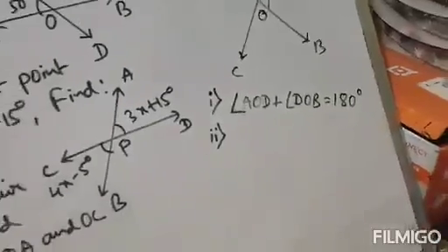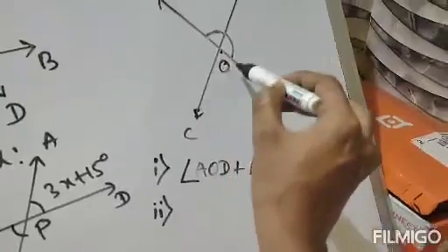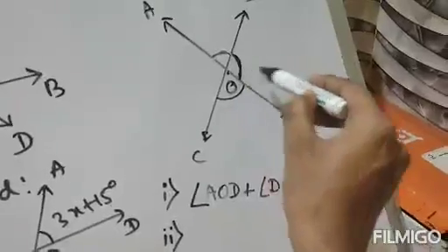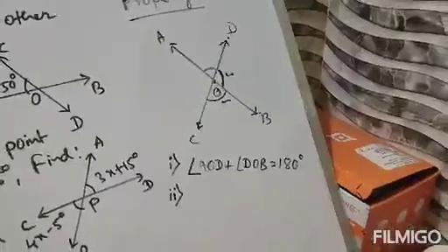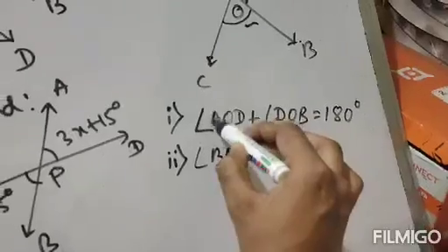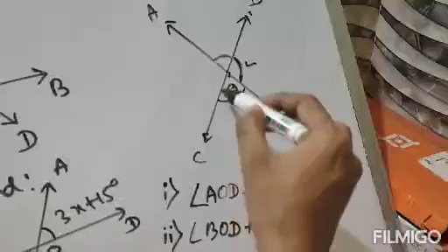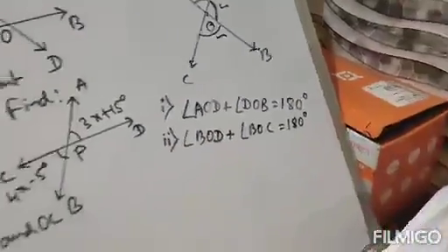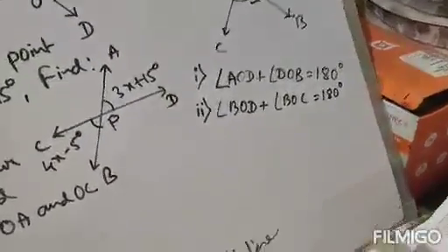The second pair is angle BOC, this angle, and also this angle, that means BOD. These two are also adjacent angles, so the sum of these angles will be equal to 180 degrees. So angle BOD plus angle BOC will also be equal to 180 degrees. This is also an adjacent pair. This is the second case.